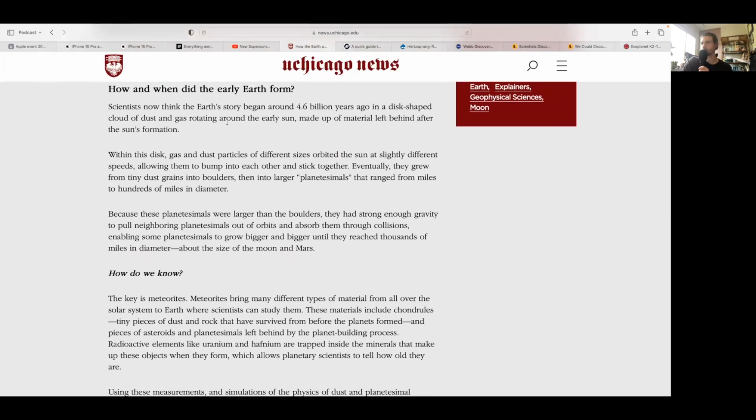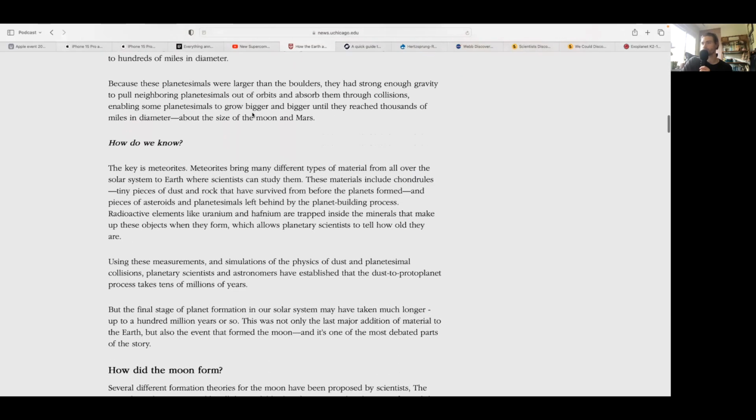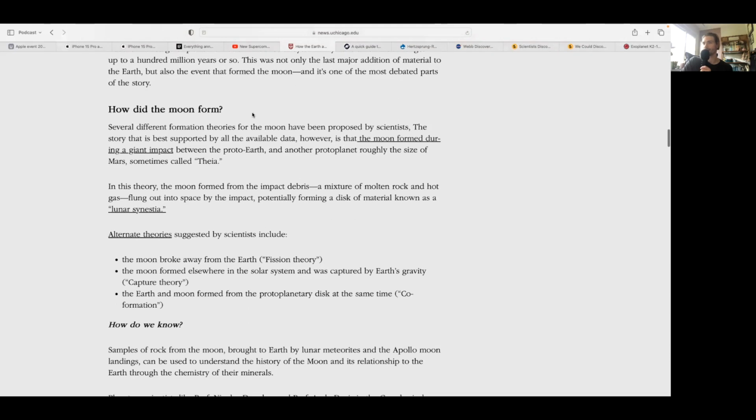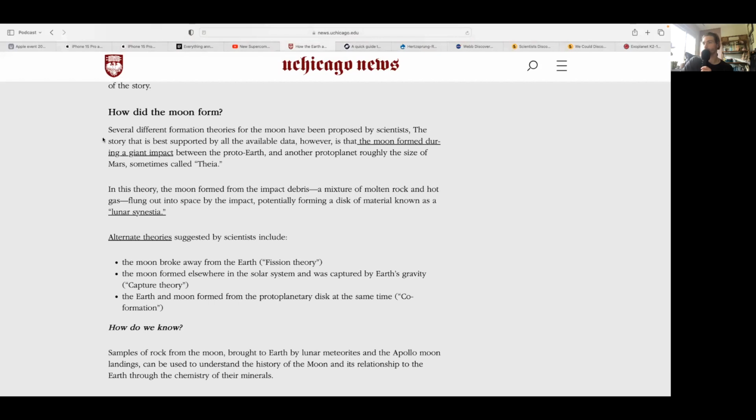Now, they go on to talk about the early Earth forming. And now let's go on to the moon. Several different formation theories for the moon have been proposed by scientists. The story that is best supported by all the available data, however, is that the moon formed during a giant impact between the proto-Earth and another protoplanet roughly the size of Mars, sometimes called Theia.